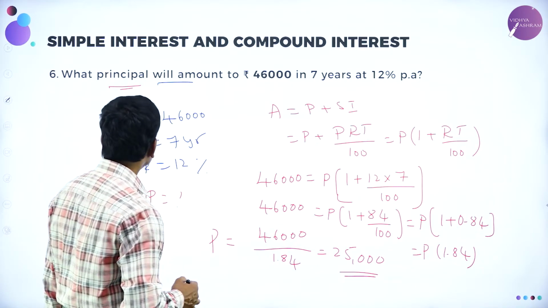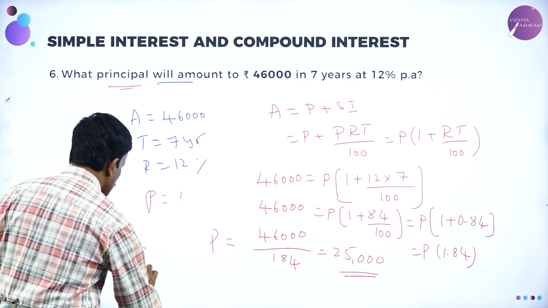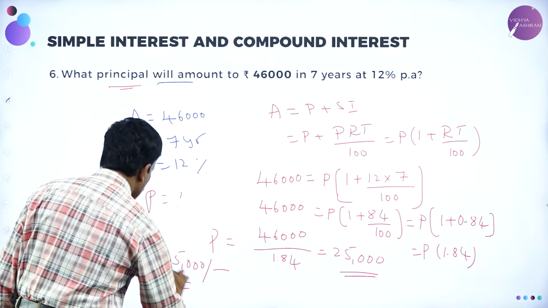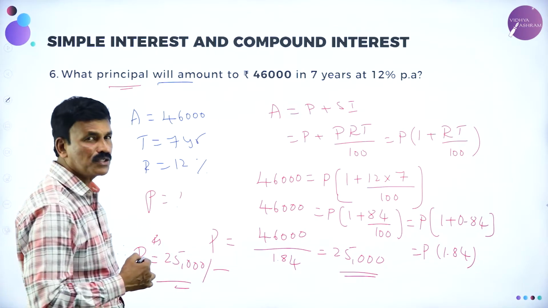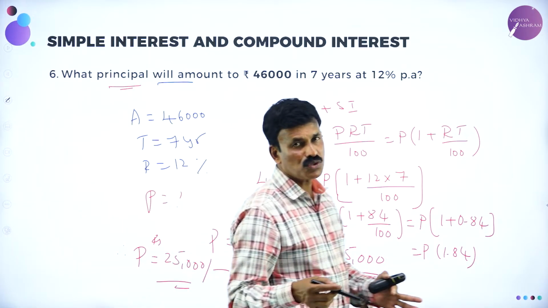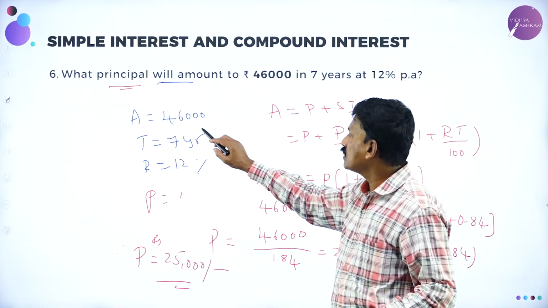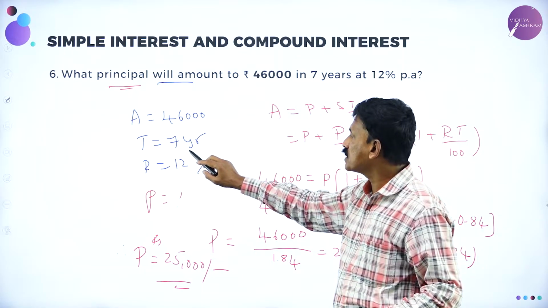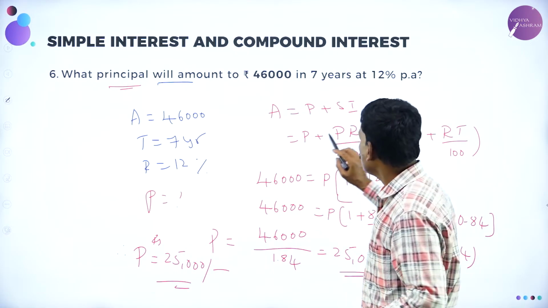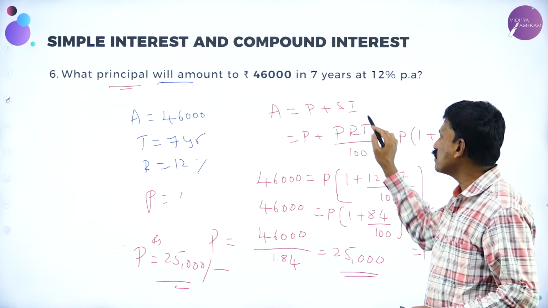That's it. So therefore the required principal will be 25,000 rupees. Very simple problem. Straight away you can substitute the values. What is required to find is the principal. What is given? Amount is given, 46,000. The rate of interest is 12% and the time period is 7 years. Now you know the relation between A, P and SI. Amount is equal to principal plus simple interest.